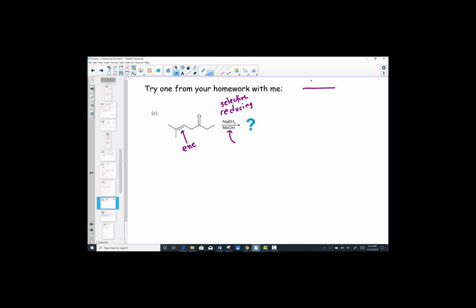We had said earlier, if I had seen hydrogen with some sort of metal catalyst on the arrow, then the ene would turn to ane. So that's not a good choice if you want to protect the double bond. So the first thing we'll recognize is the only site of reduction is going to occur at the carbonyl.